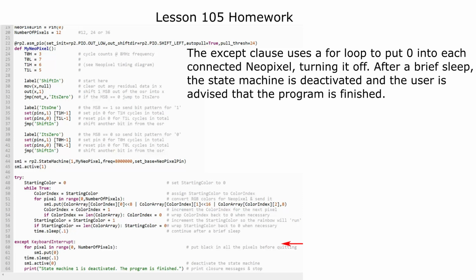The except clause uses a for loop to put 0 into each connected NeoPixel, turning it off. After a brief sleep, the state machine is deactivated and the user is advised that the program is finished.